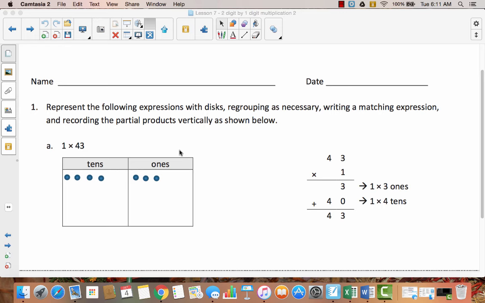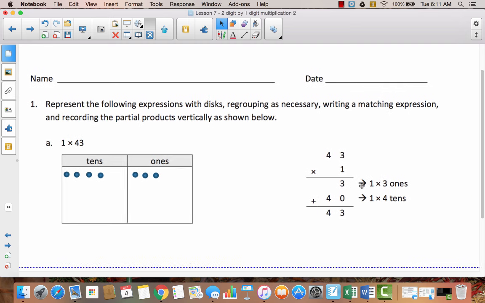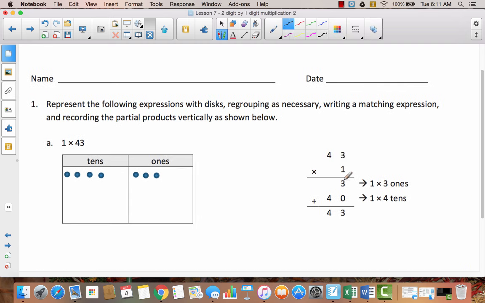Represent the following expressions with disks, regrouping as necessary, writing a matching expression, and recording the partial products vertically as shown below. So you can see from our example in A that we've got 1 times 43. So we've got 1 times 4 tens and 1 times 3 ones. So that's 43 times 1, or 1 times 3 ones, which is 3, and 1 times 4 tens, which is 40, together equals 43. If you remember from the video, these are called partial products because you have part of the product and you put it together to get the total product.